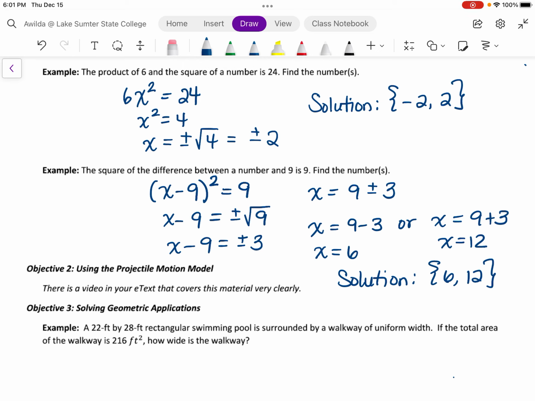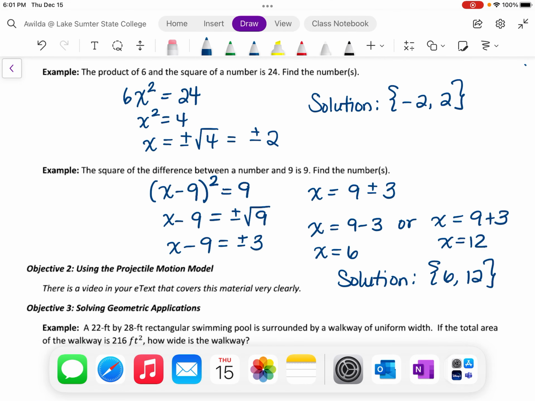In the next objective, you'll have problems where we're using projectile motion models, and we have really good examples in your digital textbook, in your e-text through MyMathLab, that covers the material very clearly. Make sure that you go into your multimedia library in MyMathLab to watch these videos.